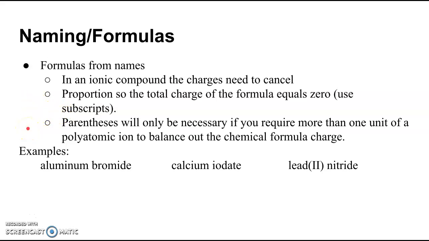And then parentheses will only be necessary if you require more than 1 unit of a polyatomic ion to balance out the chemical formula charge. So here's some examples right here. This is where you want to know the ionic charge for all of these. So if you want to try these out again, pause the video, otherwise I'll go through the answers now.